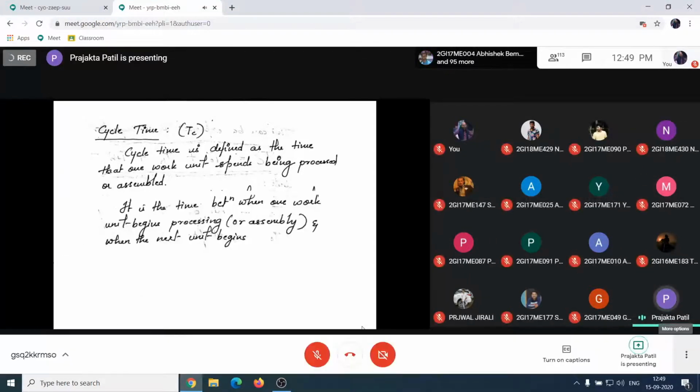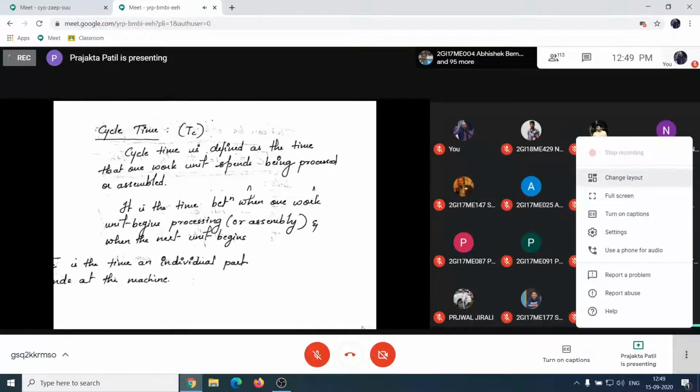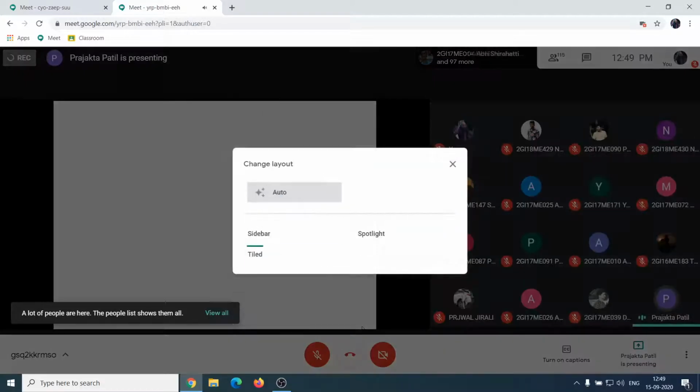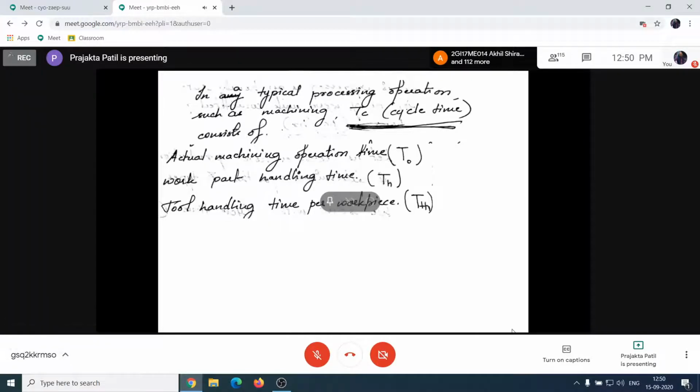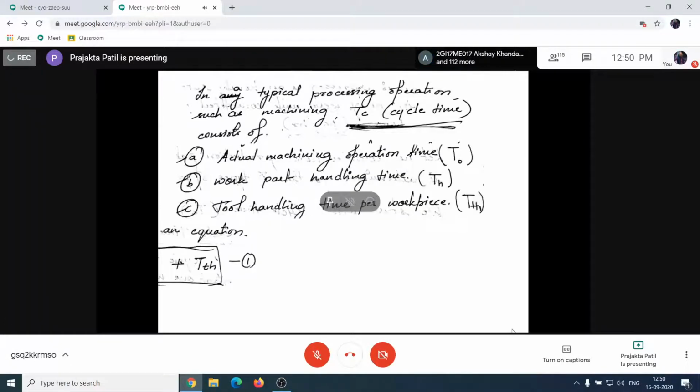So in order to find out the production rate, first you need to know what is cycle time. So we have seen how we can calculate the cycle time. We have this equation to find out the cycle time.